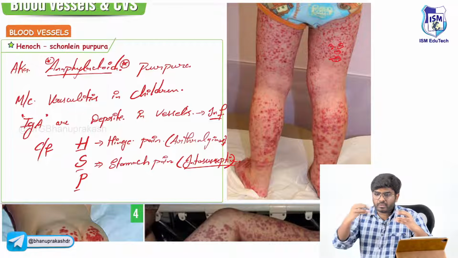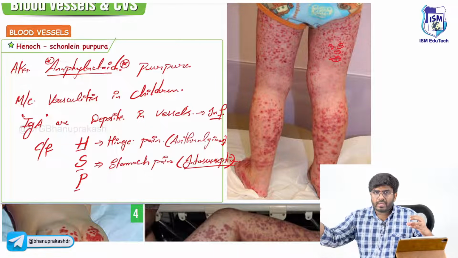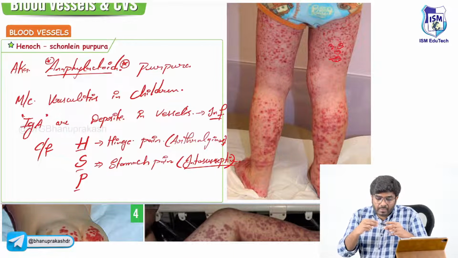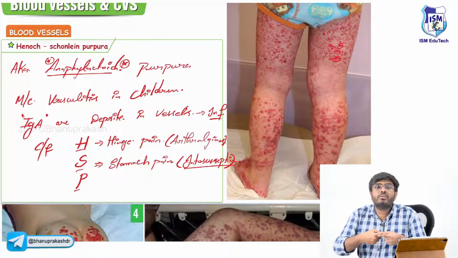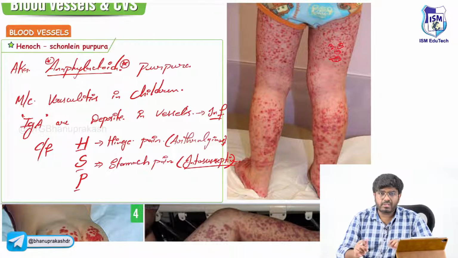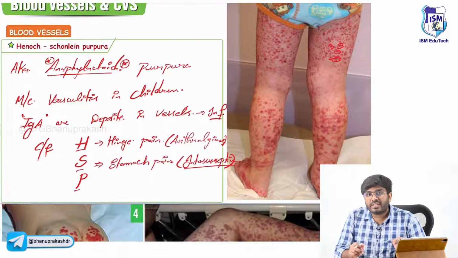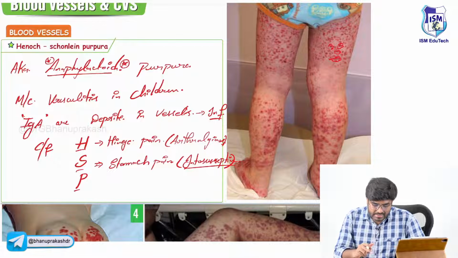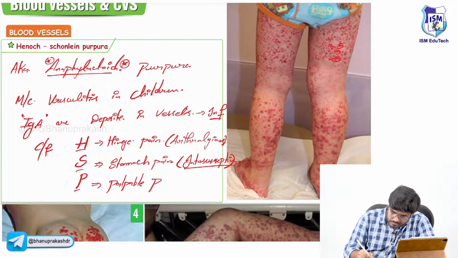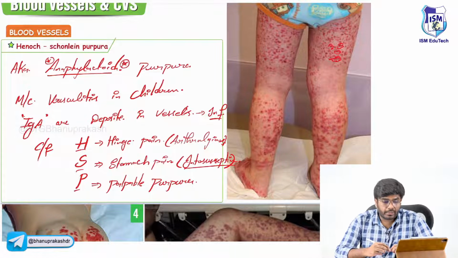You know the telescope, right? When you take out the telescope, one part inserts into the other. In the same way, one part of the intestine herniates into the other part. This is called intussusception. Which type of vasculitis is associated with intussusception? It is Henoch-Schonlein purpura. So the patients are going to have arthralgias, intussusception, and last, P for palpable purpura.